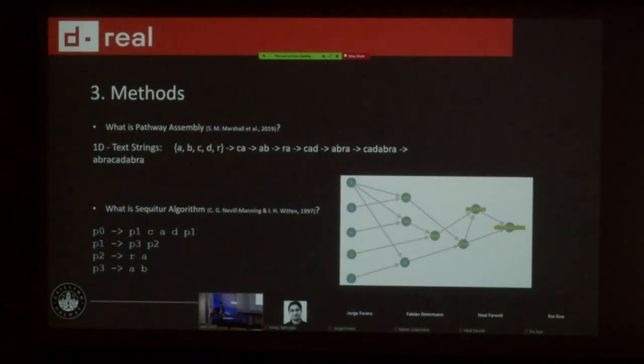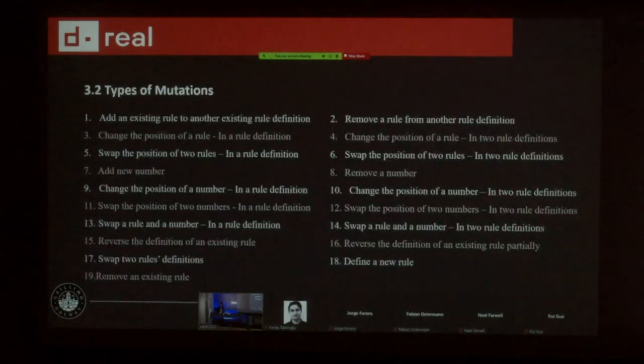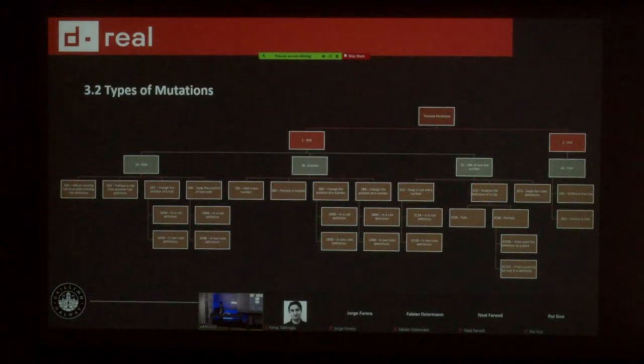And there's an example for the Sequitur algorithm. We have a left-hand side and a right-hand side. In the left-hand side, we have our rule names, and in the right-hand side, there is a mix of elements and also rules that we have in the left side. In the next step for mutation, we introduce 19 types of mutation based on add, remove, and change, and that can be applied on the pitch value list. Here you can see them more visually, separated on left-hand side and right-hand side, and which one happens on the rule or a mix of rule and number.